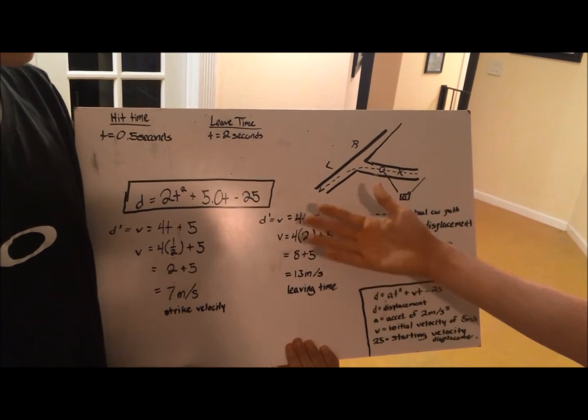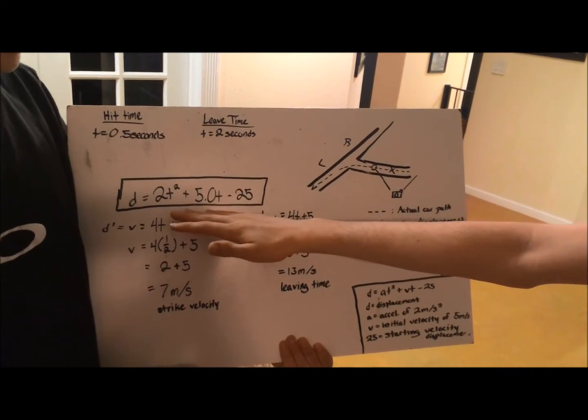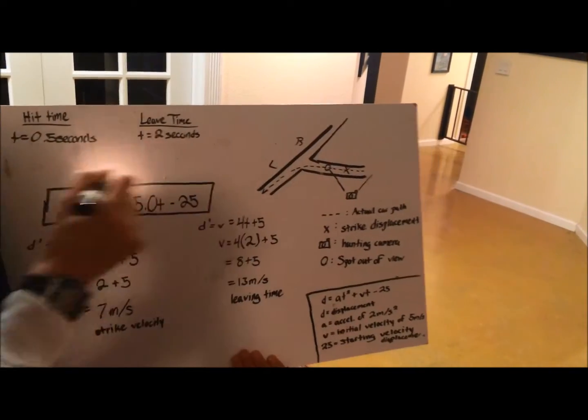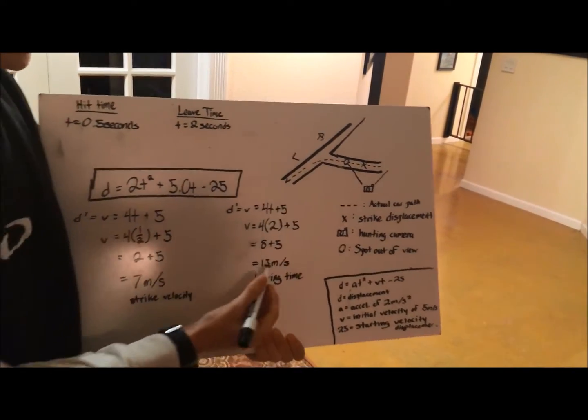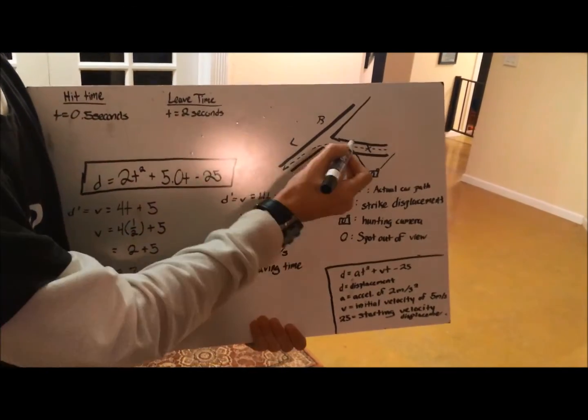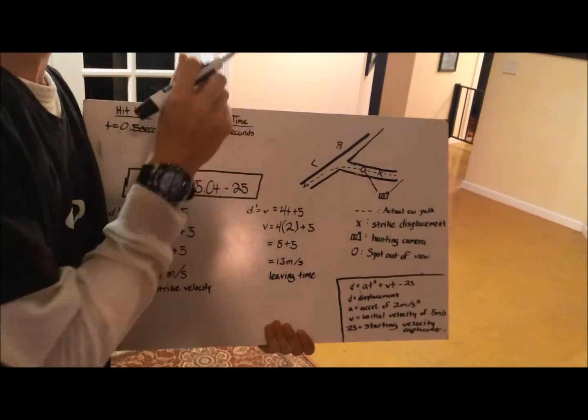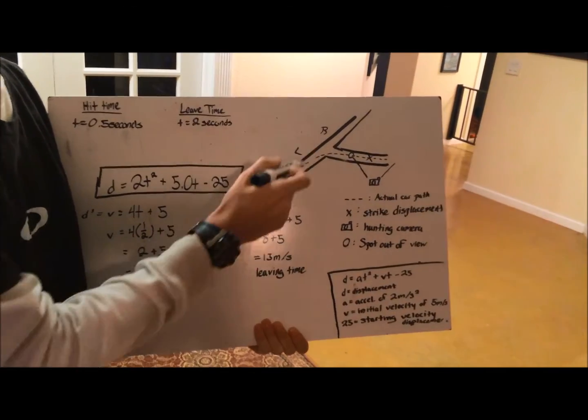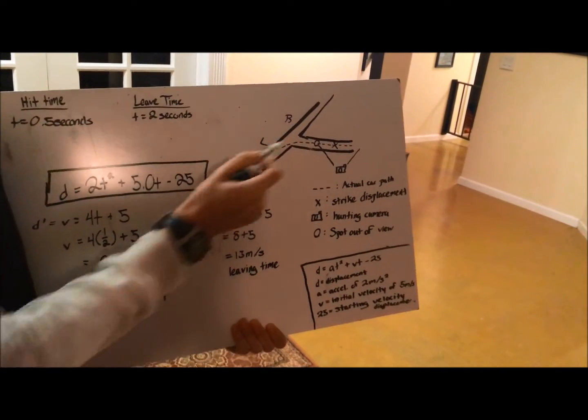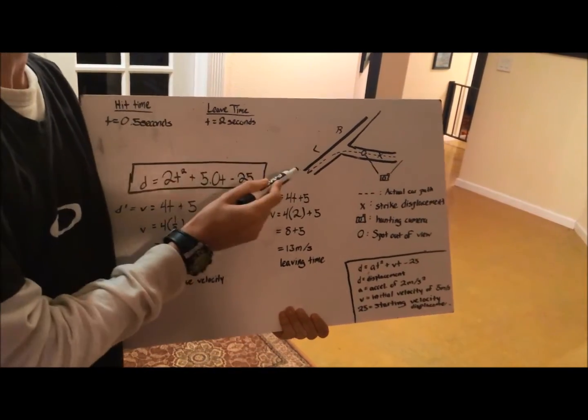So we would plug it into the derivative of this original equation here, right? Yes, you would plug it into the derivative, which would be right here, and you get out 13 meters per second. So if he was leaving at 13 meters per second, that is way too fast for him to make a right turn like that. He would have to be almost going straight, which is how we figured out that he went left.